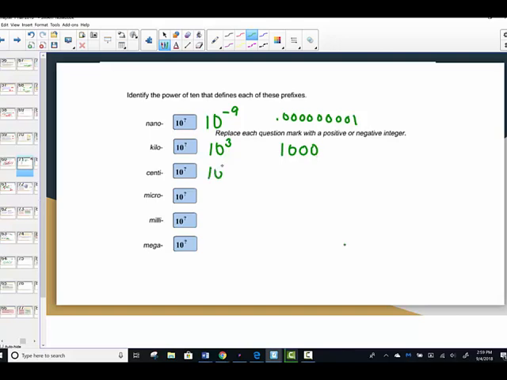Centi is the hundredths place, 10 to the negative 2. Micro is a millionth, 10 to the negative 6. Milli, 10 to the negative 3. And mega, million, 10 to the positive 6. How are you doing with those? Do you know those by heart?